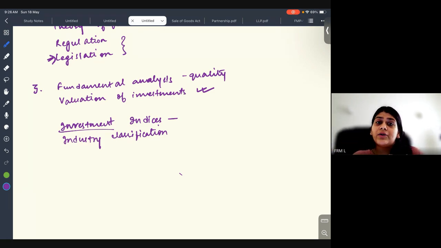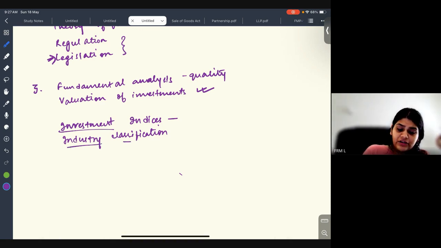How do we want to account for the income? So all of these shares will be paying dividends. How do we construct a total income index? How do we incorporate the ex dividend and the cum dividend rates? All of these things will be covered in investment indices, where we'll also be studying the major indices in the world. And then we have industry classification.